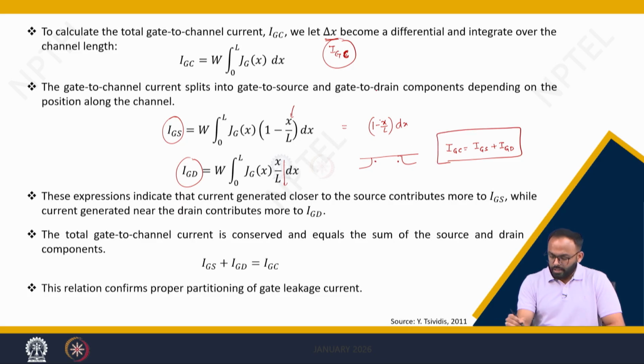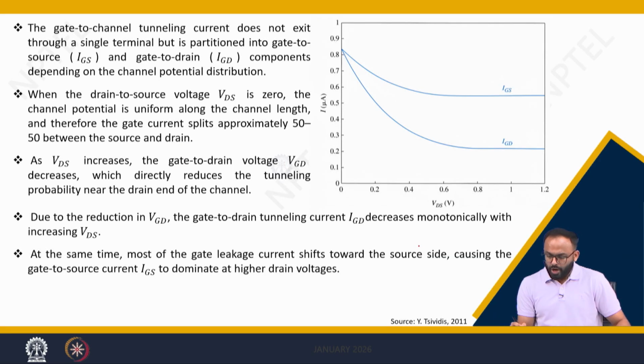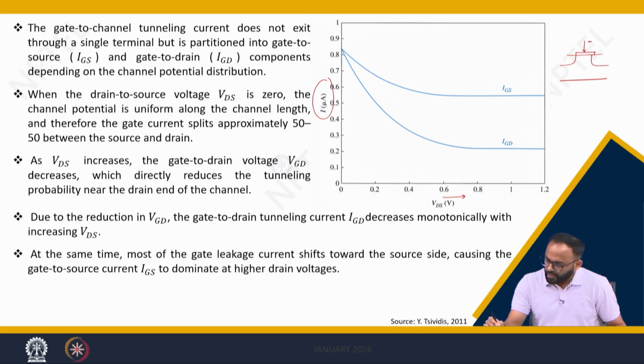So, this is the formulation we have done when VDS is very small. But what will happen if you increase the drain voltage? Let us plot the gate current with respect to increasing drain voltage. As we have argued, in the MOSFET, when the gate current flows, it has two components: one will go at this side and another will go at this side.